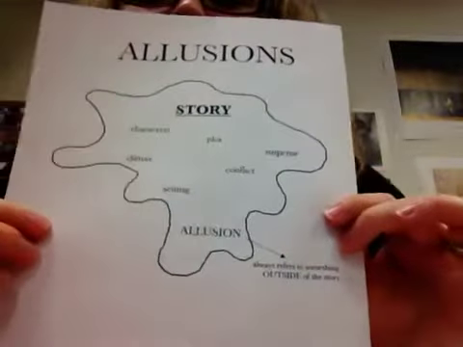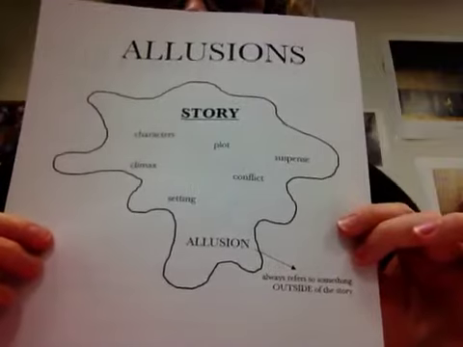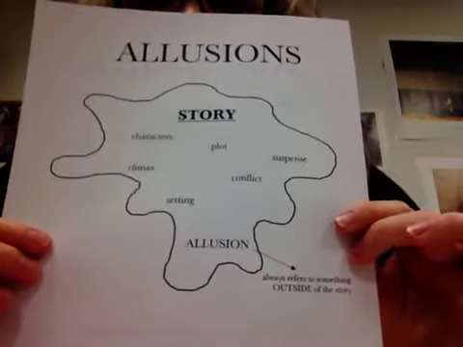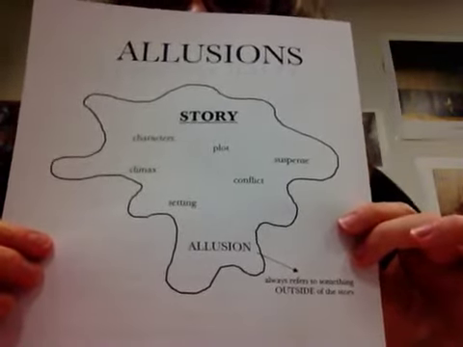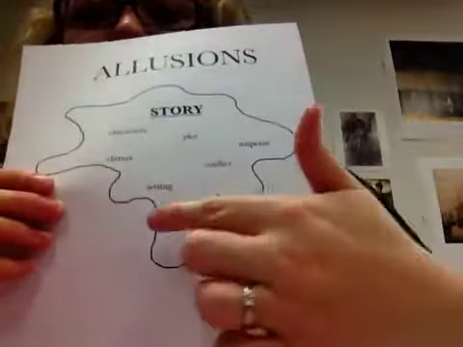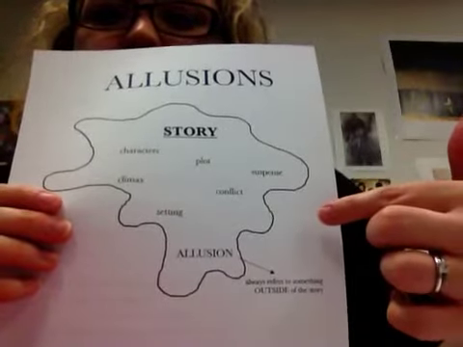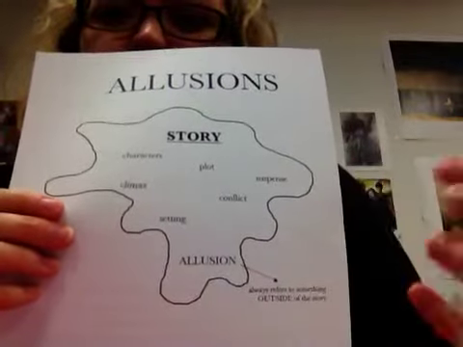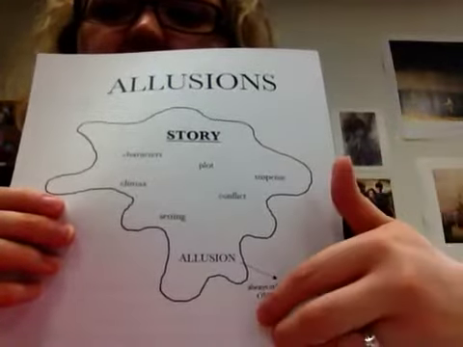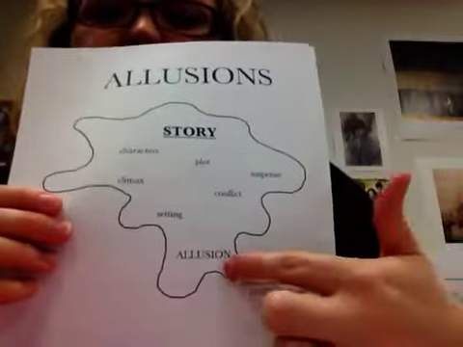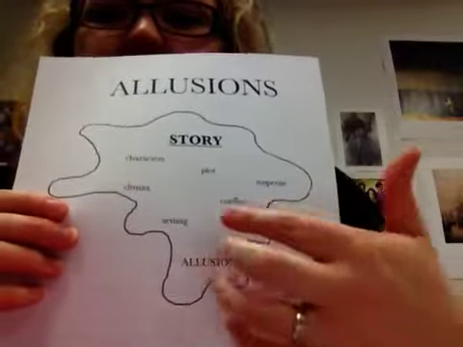So you should have picked up a paper that says allusions and it's got this little story blot. I wanted to give you a visual representation of what allusions should look like. So in a story, you have the climax and the characters and the plot and all of these different parts, and then your allusion is going to reference something outside of it. So your story's set in New York, but then it talks about a mythological story, or it mentions Zeus, or it mentions Rapunzel or Dodge City. That's going to be a reference outside, and that is going to be the allusion.